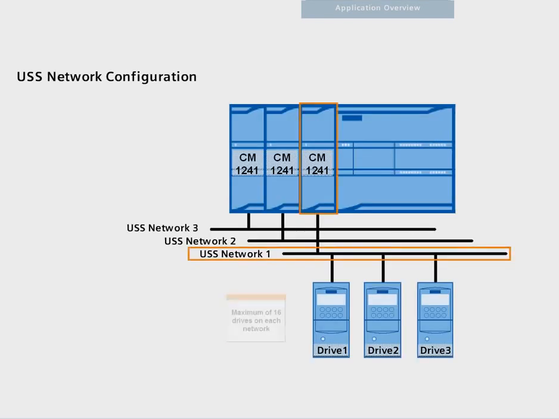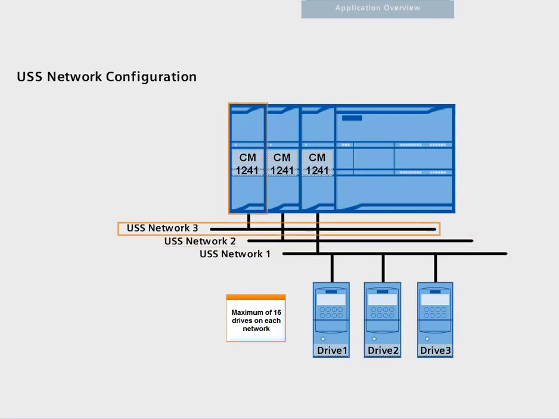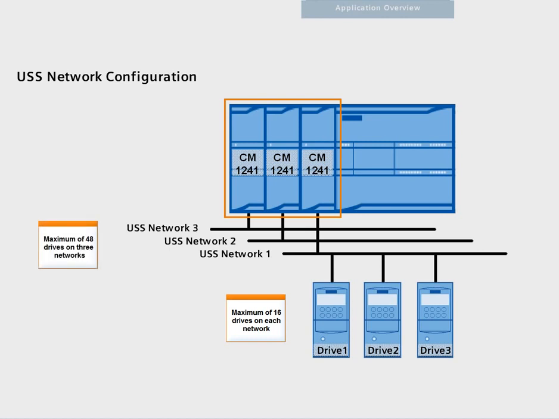A USS network with up to 16 drives can be configured per communication module. Drives that are connected to other communication modules belong to another USS network. Since an S7 1200 controller supports up to 3 communication modules, a total of up to 48 drives can be used.